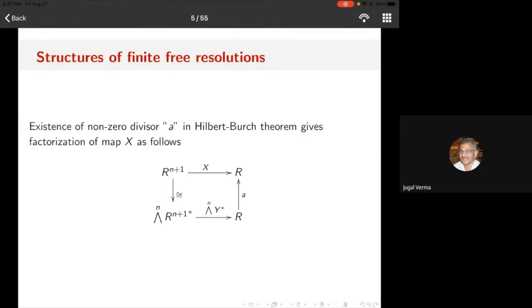So X comes from the previous resolution, a map from R^(n+1) to R. As we have seen, there is an isomorphism from R^(n+1) to the nth exterior power of R^(n+1) star, and then we take the dual from R^n to R^(n+1), and take the nth exterior power of that map, which gives a map from wedge n of R^(n+1) star to R, and that map is the nth exterior power of Y star. There is also a multiplication map from R to R, and this commutative diagram gives the factorization of the map X. Note that the rank of X is 1, so it gives a factorization of some exterior power of the differentials.